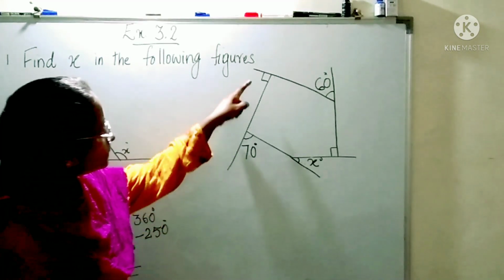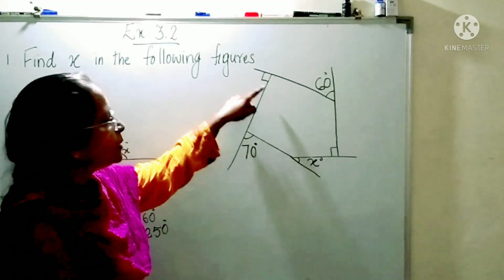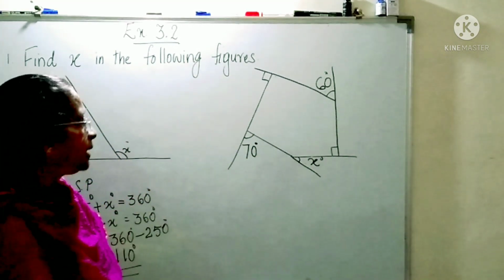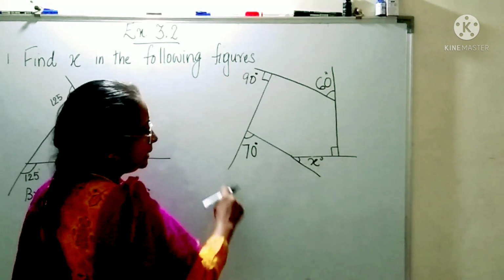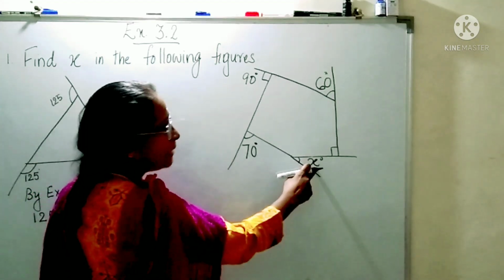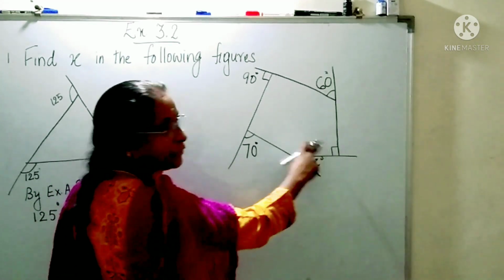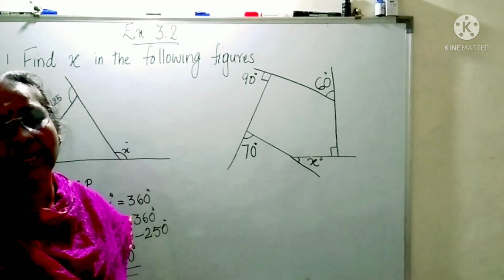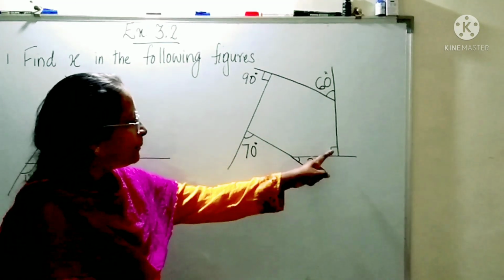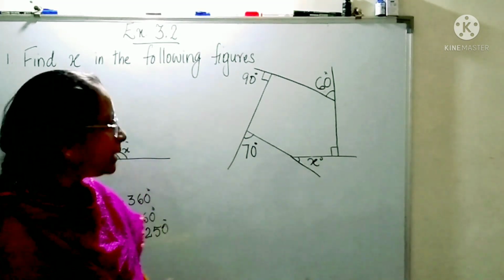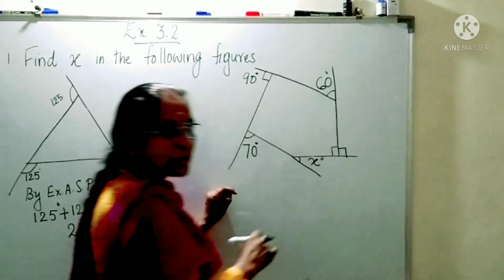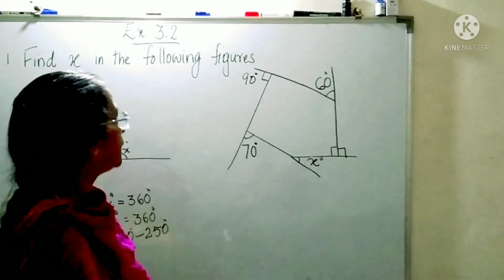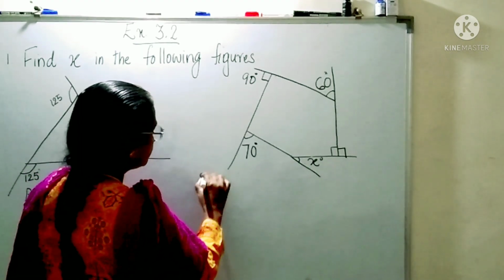Same concept here. This side shows 90 degrees, so let us write that. This shows 90 degrees. Here this angle we have to find out. Here the interior angle is given, the exterior angle is not given. What is this symbol? It is for 90 degrees. So what will be this angle? This also will be 90 degrees.